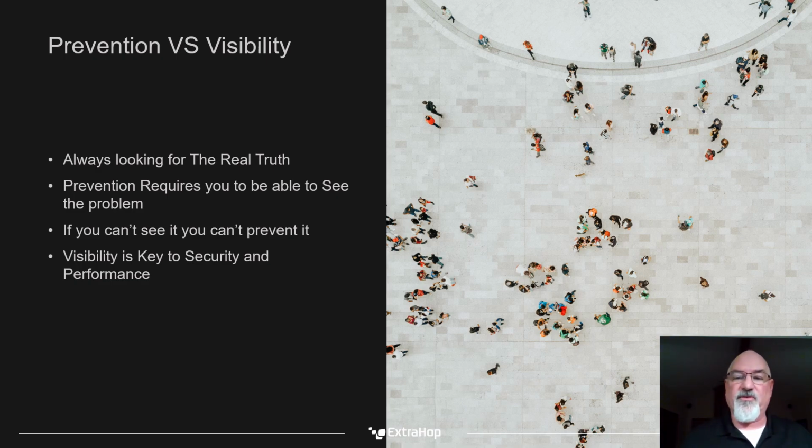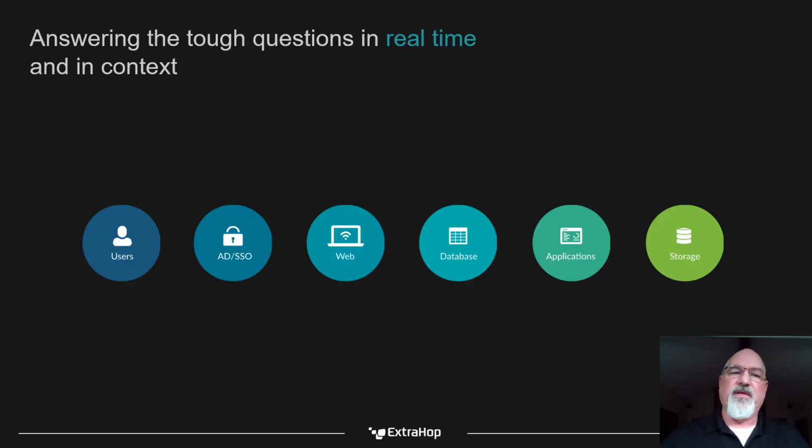In order for you to stop it, you've got to be able to see it. If you can't see it, you can't prevent it. So visibility is key to security and really to performance too. You have to be able to see what's going on. So I'm going to spend a little more time talking about it.